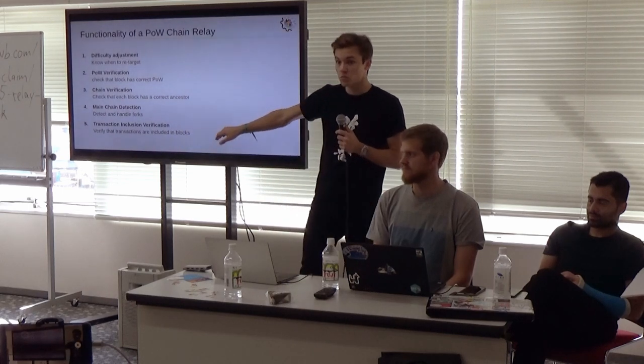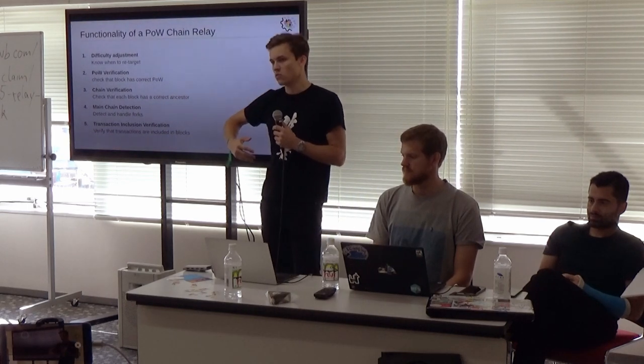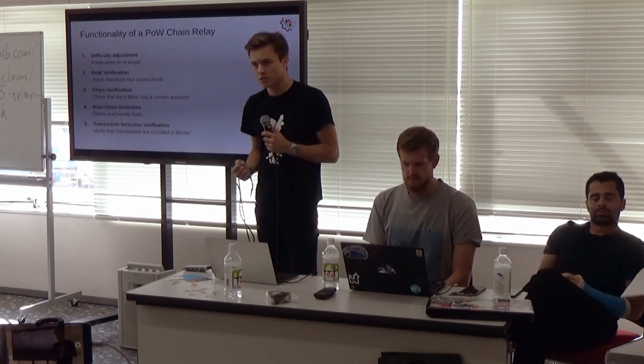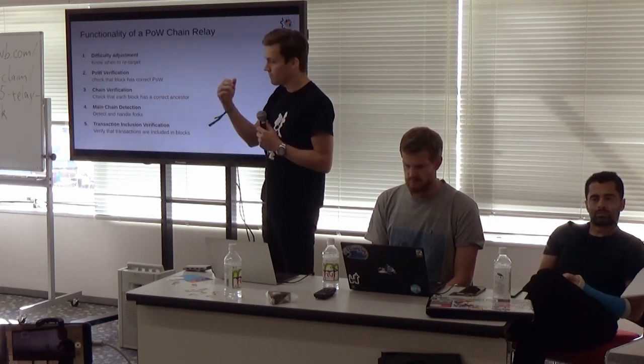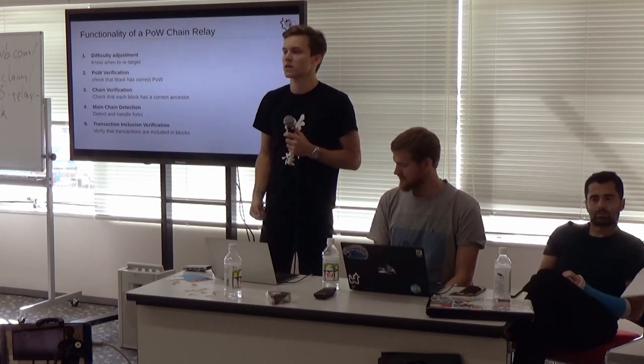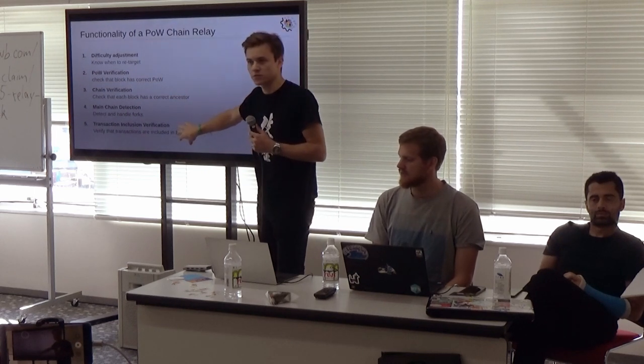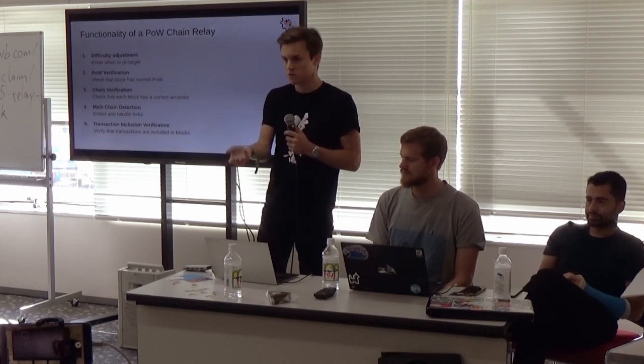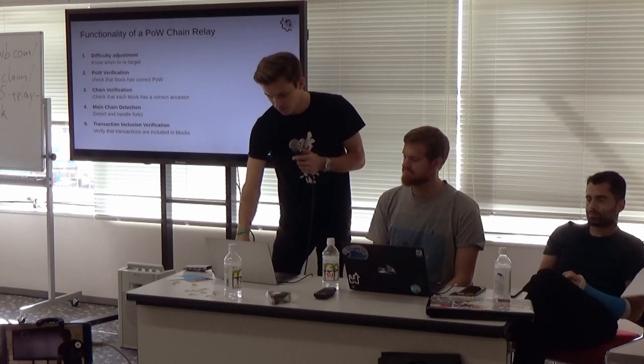Then we also have to make sure we can detect forks, right? We need to know if we have two chains, which one is the main chain and which is the shorter one. And finally, we also want to make sure that we can check transaction inclusion proofs, because that's the actual thing you want to achieve with an SPV client. You want to know if a transaction existed or occurred.